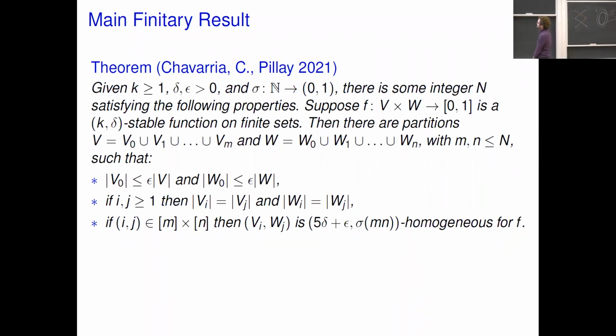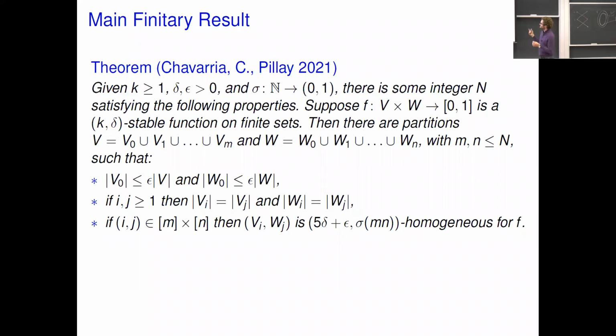It says, suppose that f from V cross W to 0, 1 is a k delta stable function on finite sets. So k and delta are the stability parameters. Then I can find partitions of the two sides. So V into V0 up through Vm, W into W0 up through Wn, where the number of pieces, m and n, are bounded by this bound capital N. And I have three things happen.